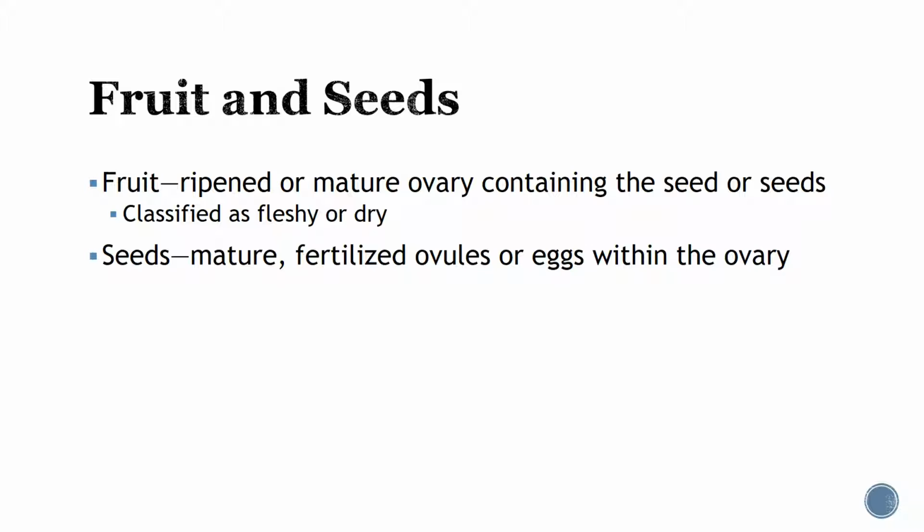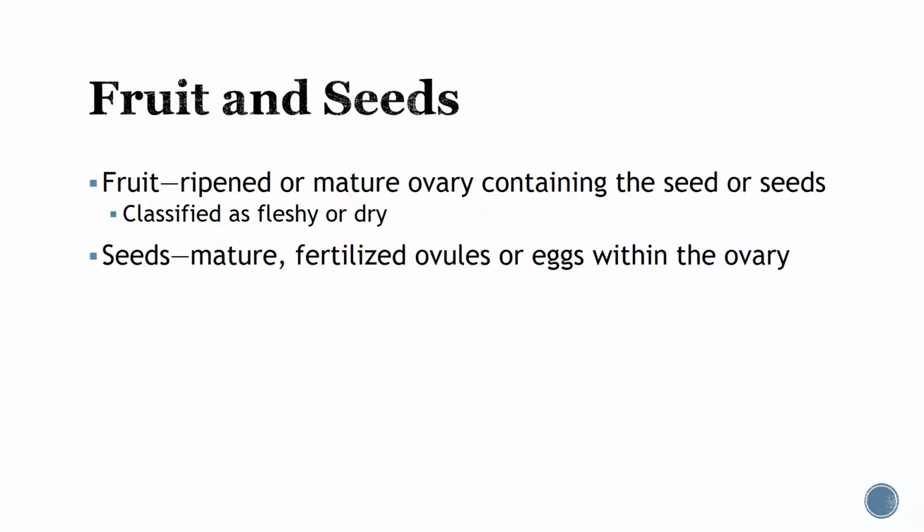There are probably going to be many questions on this, so I just want to really look at it. What's the difference between a fruit and a seed? A fruit, make sure you star this, make sure you understand this, is just that ripened or mature ovary containing the seed or the seeds. We look at it as fleshy or dry, and that's how we would classify it if we were going to market it.